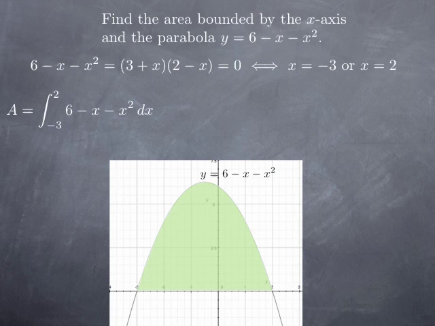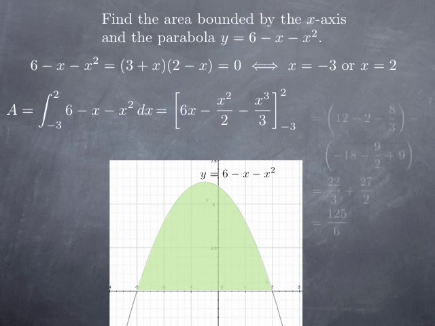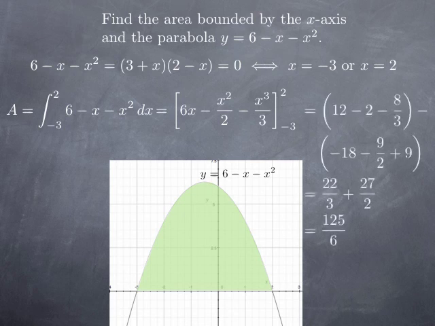To obtain it, we use the Fundamental Theorem of Calculus. In other words, we just need an antiderivative of this function. Antiderivative of 6 is 6x, of x is x squared over 2, of x squared is x cubed over 3, and we want to evaluate this function 6x minus x squared over 2 minus x cubed over 3 between negative 3 and 2. The value at 2 is 12 minus 2 minus 8 thirds. The value at negative 3 is negative 18 minus 9 halves plus 9, and this all simplifies to 125 over 6.